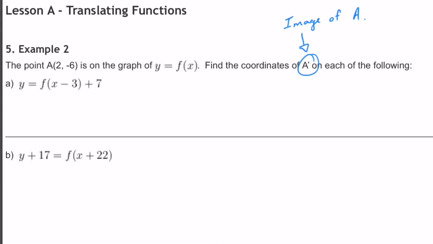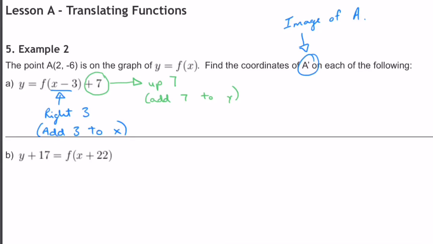For A, we're finding A prime for the function y equals f of (x minus 3) plus 7. The x minus 3 is inside, so I know that's a horizontal translation. When it's a minus, we're going to go to the right 3, which is the same as adding 3 to x. The plus 7 is outside the brackets, is what I always think, so it's a vertical translation of up 7 because it's positive. So I'm going to add 7 to y.